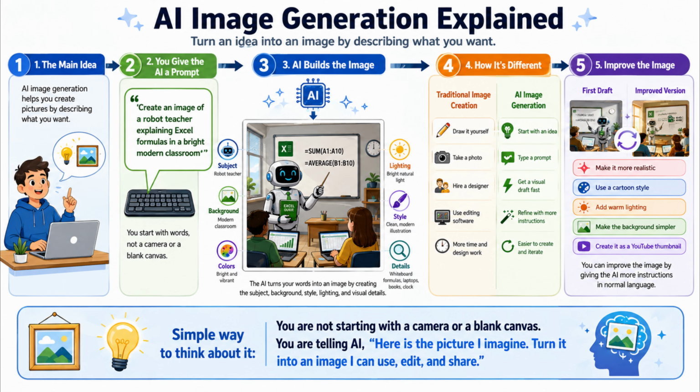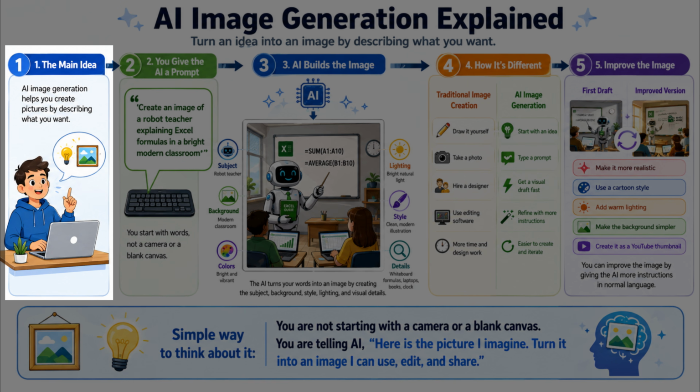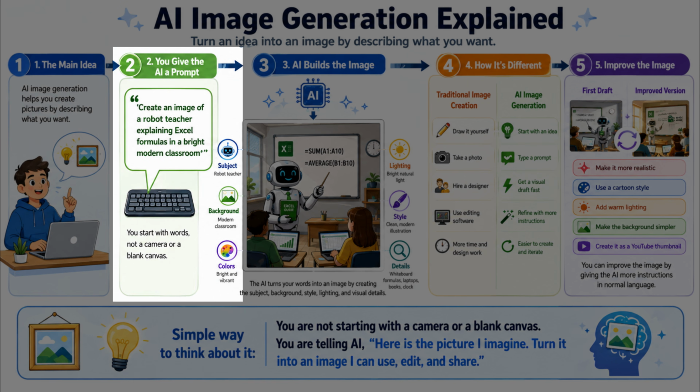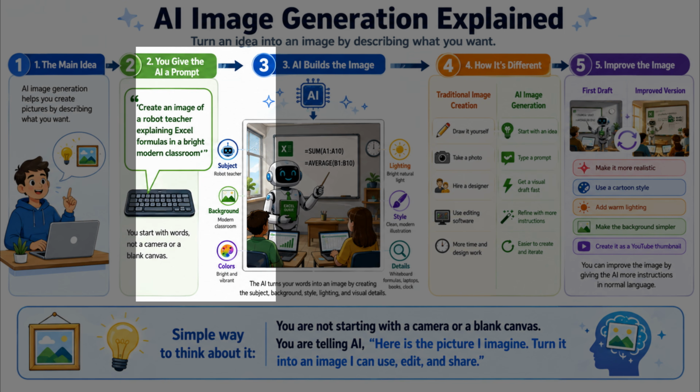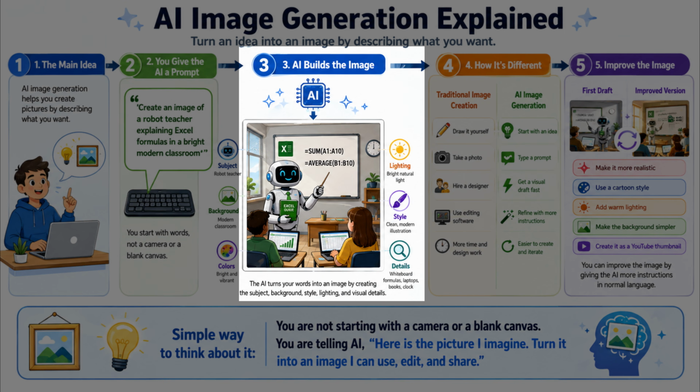Here is the most important idea behind AI image generation. It helps you create pictures by describing what you want. You simply give the AI a prompt. For example, you might type, "Create an image of a robot teacher explaining Excel formulas in a bright modern classroom." Then the AI turns your words into an image. It creates the subject, background, colors, lighting, style, and small visual details based on your description.